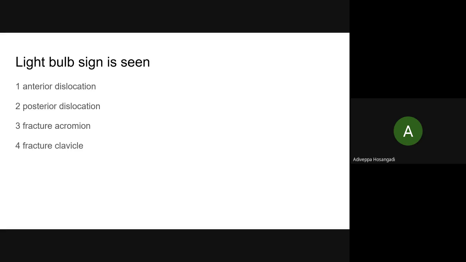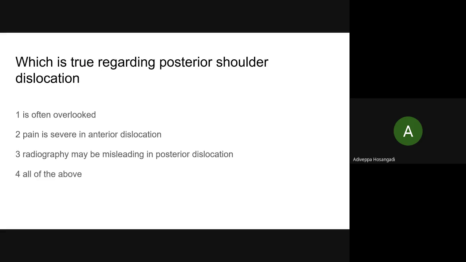Light bulb sign, as I said, is very easy. We'll quickly rush through now. I had explained the light bulb sign, isn't it? Yes sir, this is posterior dislocation. Very good. So which is true regarding posterior dislocation? All of the above, sir. Very good. All of the above.